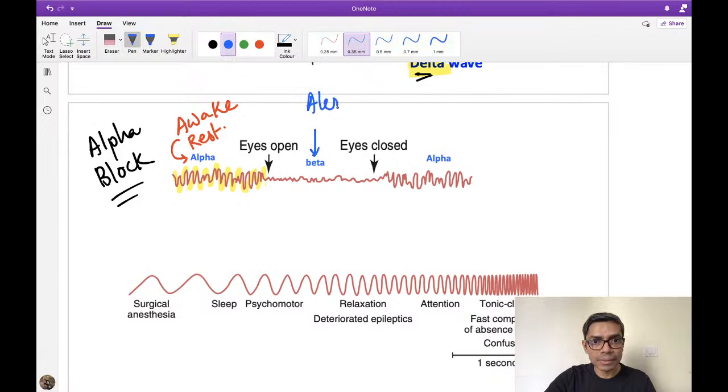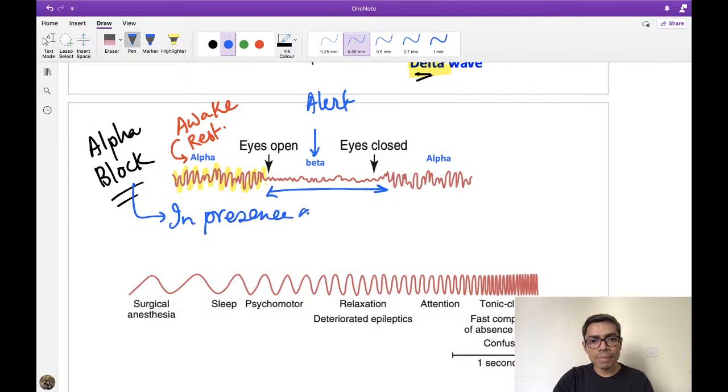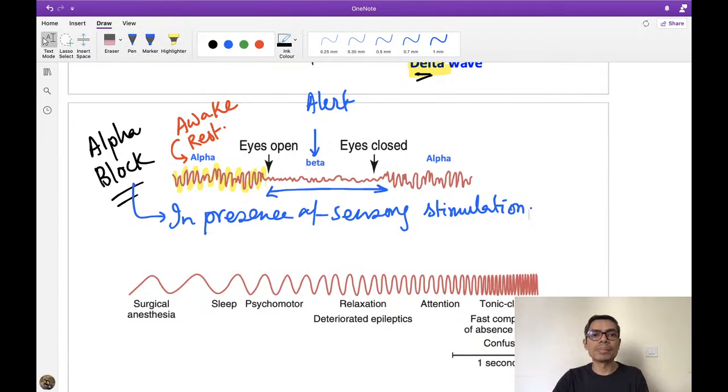And whenever the person becomes alert, this alpha wave is converted into this beta wave. So this typical phenomenon, that alpha wave is converted into beta wave in presence of sensory stimulation, is known as alpha block phenomenon. Alpha wave is blocked and it is converted into beta wave in presence of sensory stimulation, for example sound, light. Whenever you are opening your eyes and your mind is concentrating on something, that is nothing but the typical beta wave, right? And again, whenever you are closing your eyes and your mind starts wandering here and there, then again you are getting the alpha wave, right?